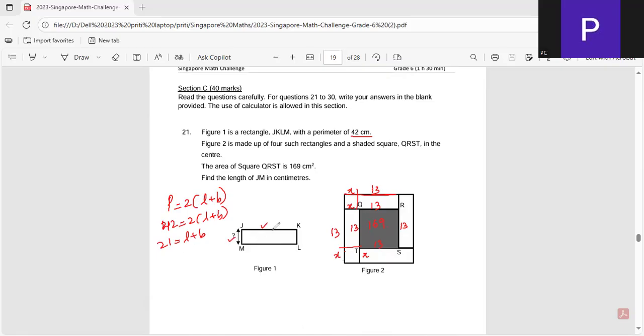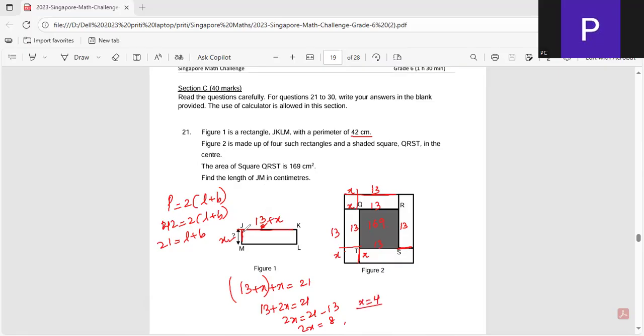Now we already know that this has to be more than 13. Correct? This has to be more than 13. Now if you see here, this length and this length have to be equal, right? Like 13 plus x, and this is x. So 13 plus x has to be 21. 13 plus x is the length and x is the breadth. So we do 13 plus 2x equals 21. 2x equals 21 minus 13, so 2x equals 8, therefore x equals 4.